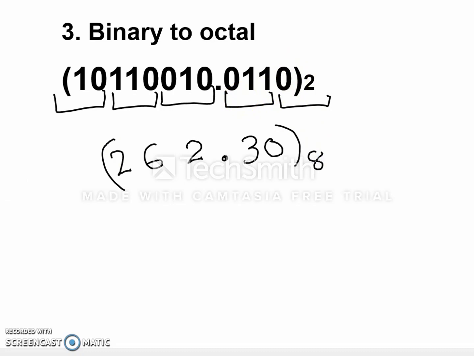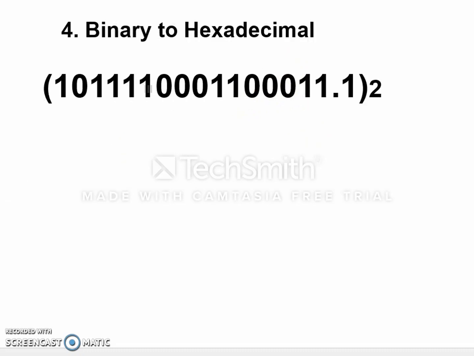Now we will learn the fourth method, that is binary to hexadecimal number. The given number is in a binary format, and we are going to convert that into a hexadecimal number. It is a very simple method. Instead of making groups of 3, we need to make groups of 4. So we'll start from the integer part, group of 4. So this will be a group of 4, again a group of 4, a group of 4, and again this is a group of 4.